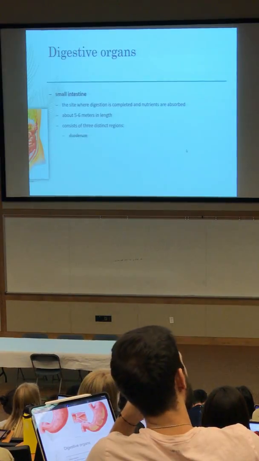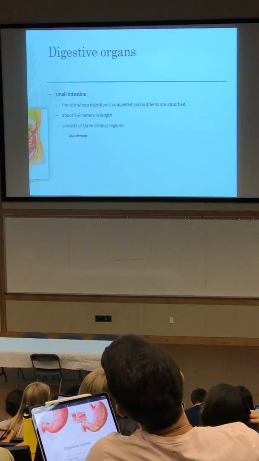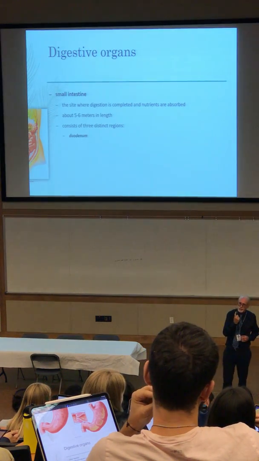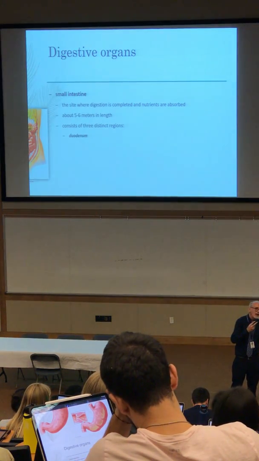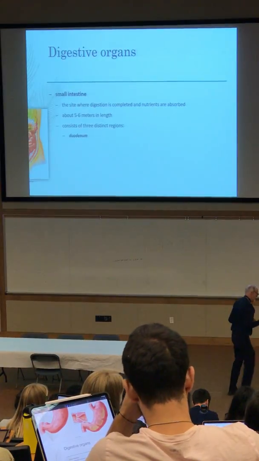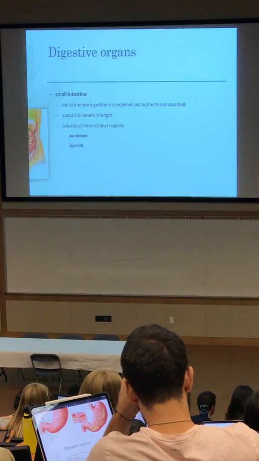3 different regions. The first part is called the duodenum. Duodenum comes from a Latin term, which comes from a Greek term, which means 12 fingers. So it was originally named that because the length of it is about 12 finger breadths long. That's where the name comes from. Some people say duodenum. It doesn't matter how you say it.